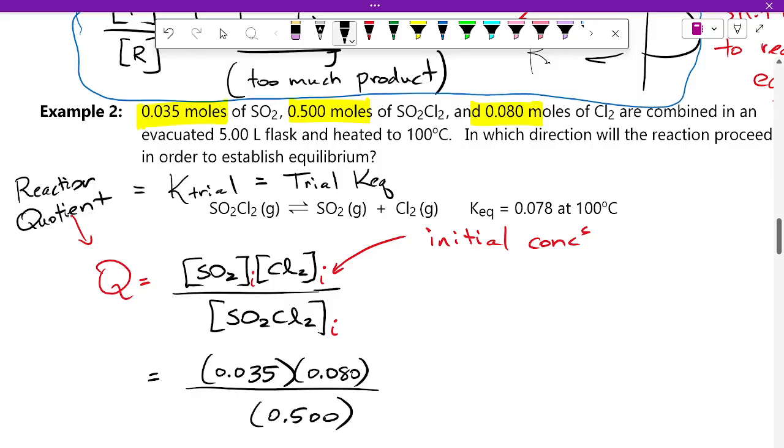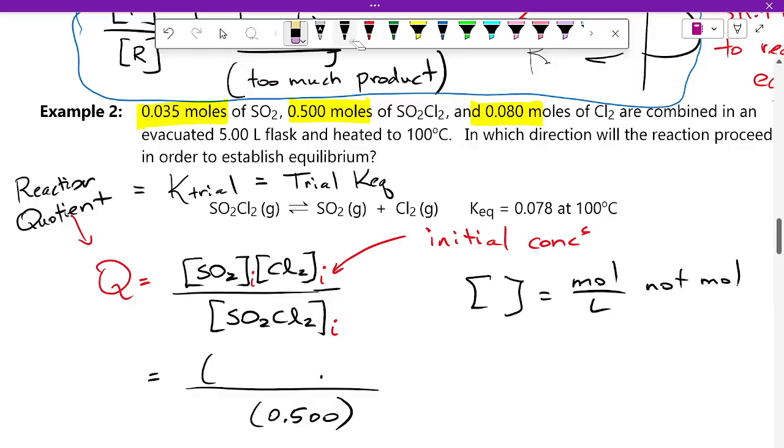Is that correct? No, still not correct. Why? Because these are not moles, right? Concentration is moles per liter, not moles. So we don't want to do that. So we need to take all of those and divide by 5 liters. You should show this work.